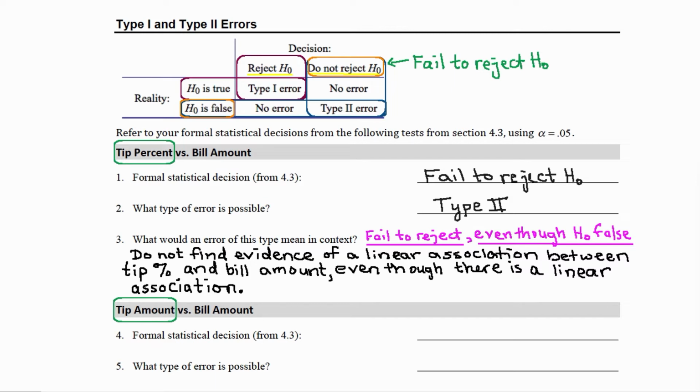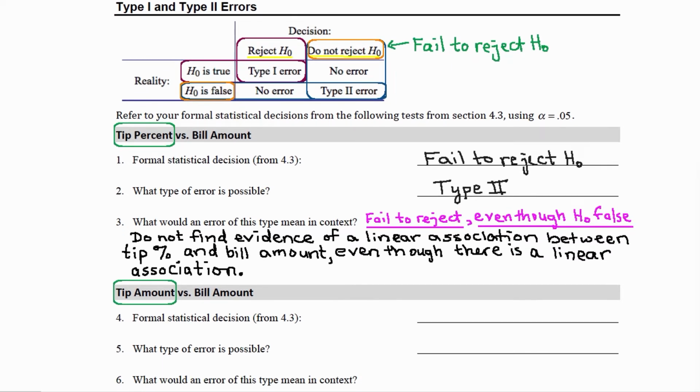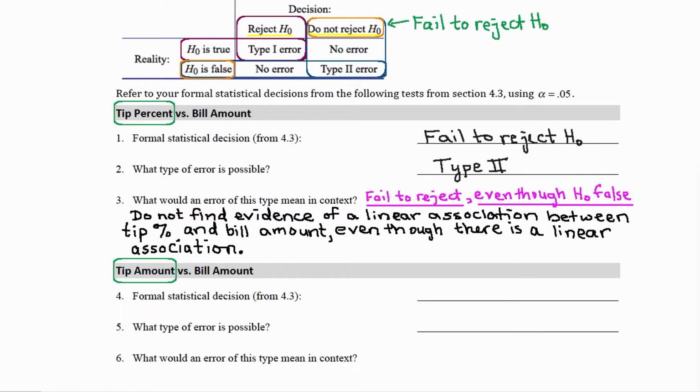And on our other test, the other test was tip amount versus bill amount. Just as a reminder here, by the way, our hypotheses for these were both: the null hypothesis was that the correlation was 0, and the alternative hypothesis was that the correlation was non-zero.